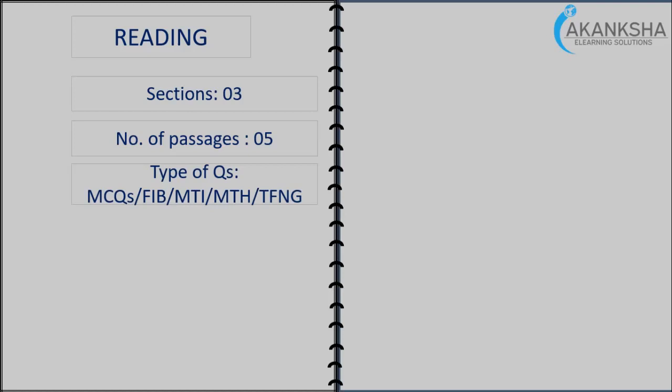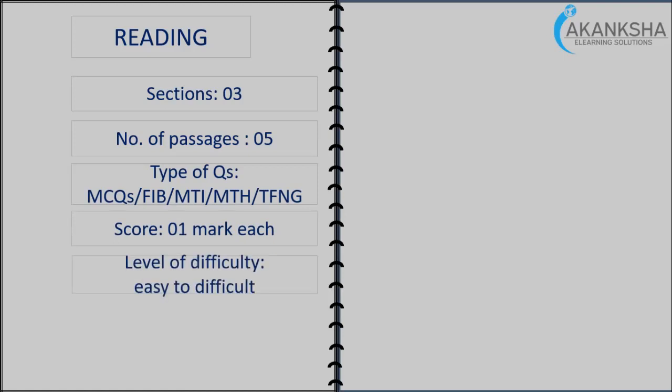And you have different kinds of questions: MCQs, that is multiple choice questions, fill in the blanks, match the information, match the heading, and also true, false, and not given, all right? Each of these questions carries 1 mark. The level of difficulty goes from easy to difficult, where section 1 is the easiest of all, whereas section 3 is the most difficult.